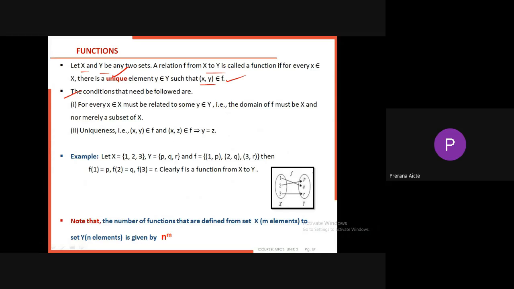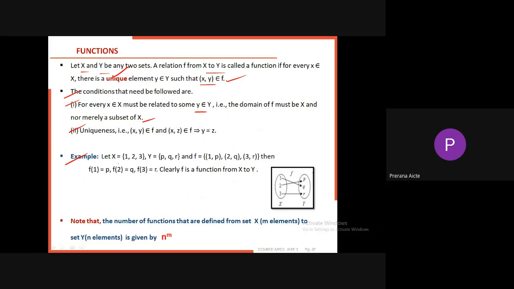That can be represented in the form of a condition. For every x belonging to X, it must be related with some y, and that particular y must be unique for every value we are considering here. So the domain of f must be X, and it is not a subset of X. That means for the given relation, we consider the domain, and it should contain all the elements from the first set. Every element in the first set should be mapped with at least some element in the second set. Similarly, the second property is uniqueness. There should not be more than one element mapped with the same element of the first set.